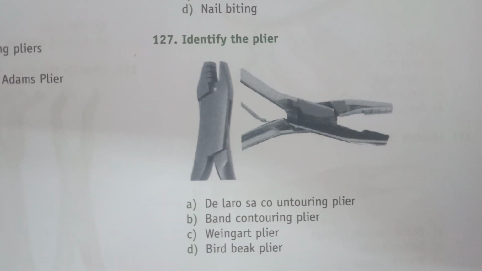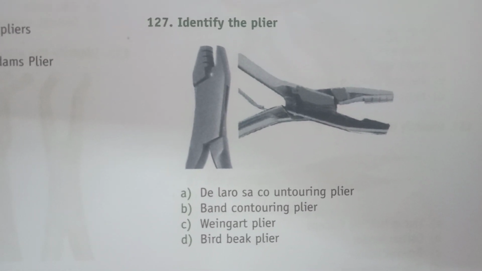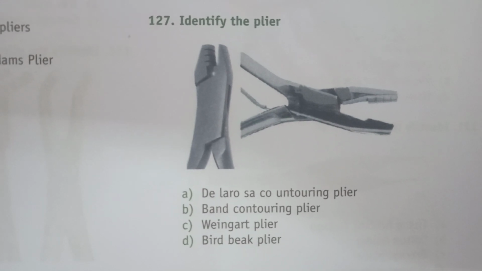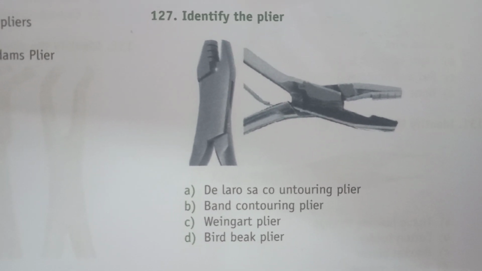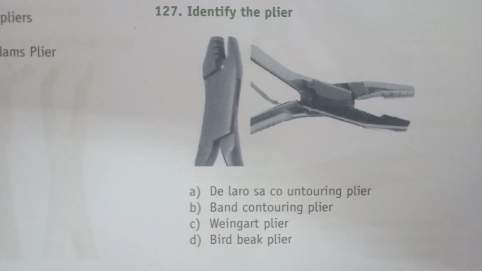Next question is identify the plier. Option A, De La Rosa contouring plier. I don't know what it is. B, band contouring plier, C, Wingert plier, D, Birdbeak plier. The answer is A.